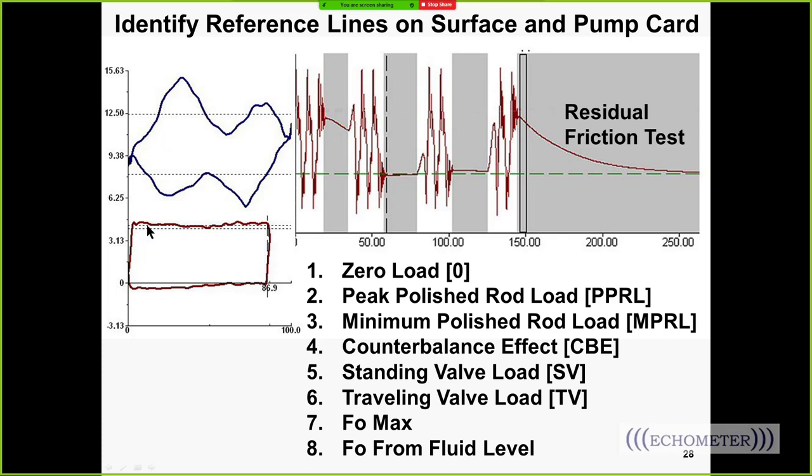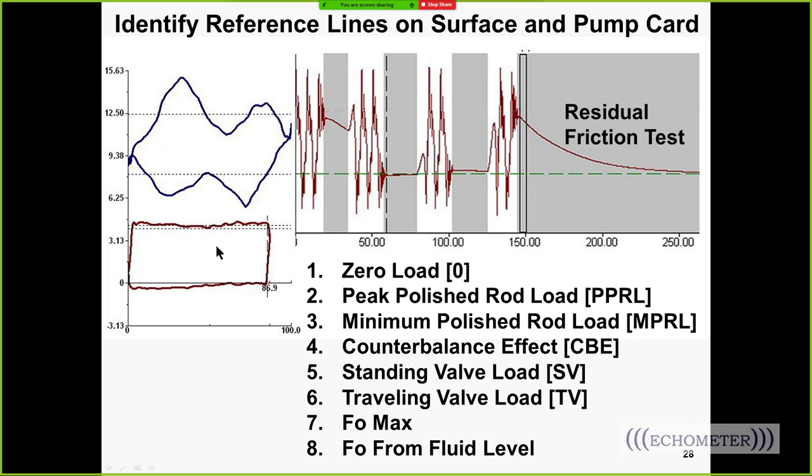And here is our fluid load line on the upstroke, FO from our fluid level shot, and then this line right here is a maximum. And this wheel has a little bit of mechanical friction, so it's going all the way to FO max. And so in this case, it's above FO from the fluid level. It's not matching up, but it's a little bit higher because there's some mechanical friction.